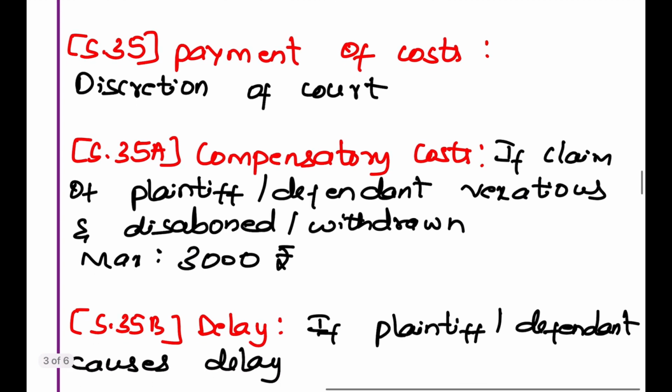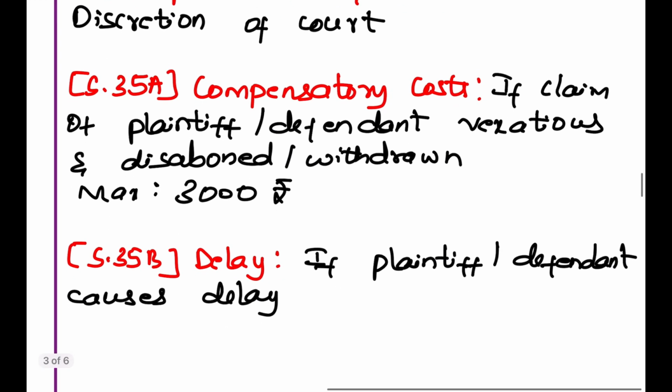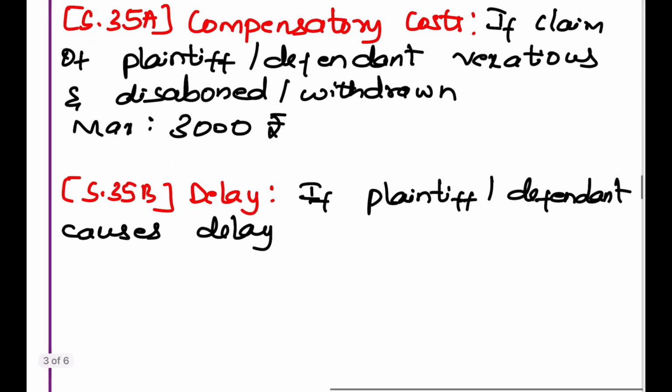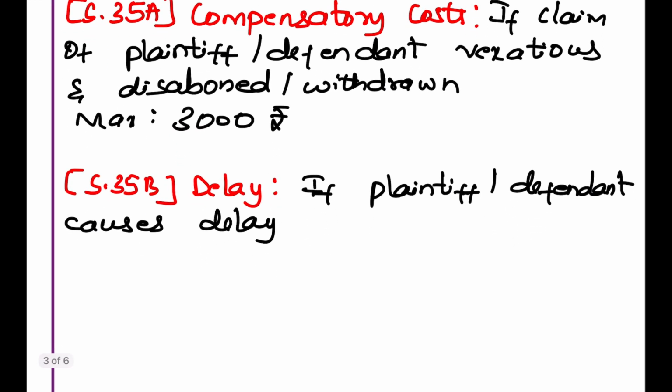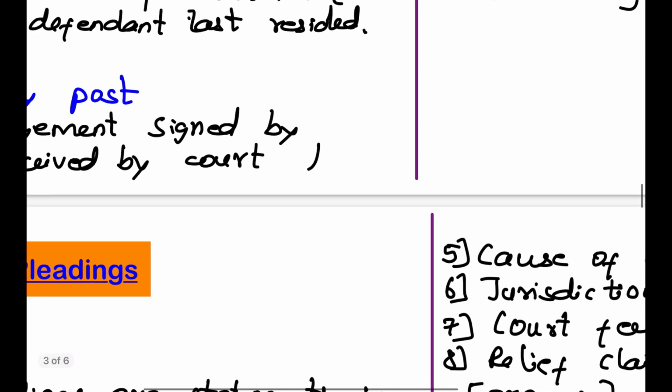The next is the payment of costs. It is at the discretion of the court. The cost is nothing but the costs incurred by the court, so the parties will have to pay the cost to the court. So we have a compensatory cost. If a claim of a plaintiff or defendant is vexatious and is abandoned or withdrawn, then a maximum of 300 rupees cost will be charged to the parties. They have to pay it to the court. And if they cause a delay, then also they will have to pay cost to the court.